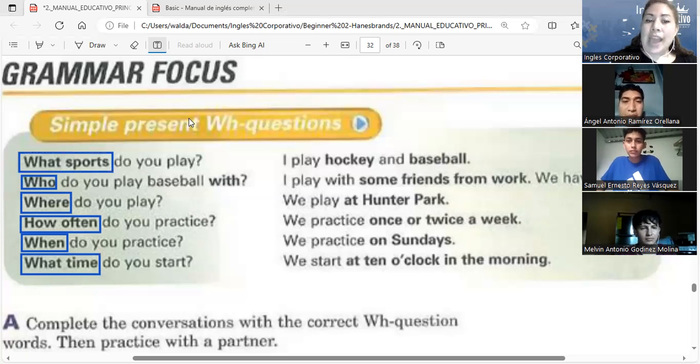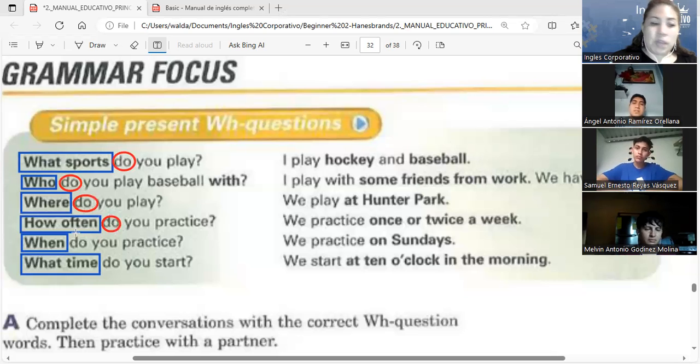Okay. After the WH question word or phrase, we're going to be adding the auxiliary do or does. It depends on the subject. In this case, we're going to be using do. And the reason why we're using do is because the subject is you. But if the subject was he or she or it, then we would say does.